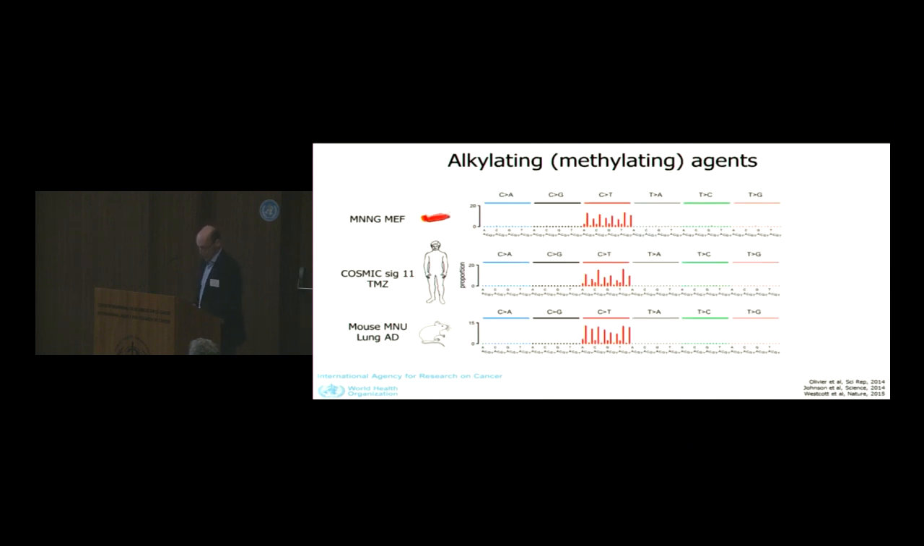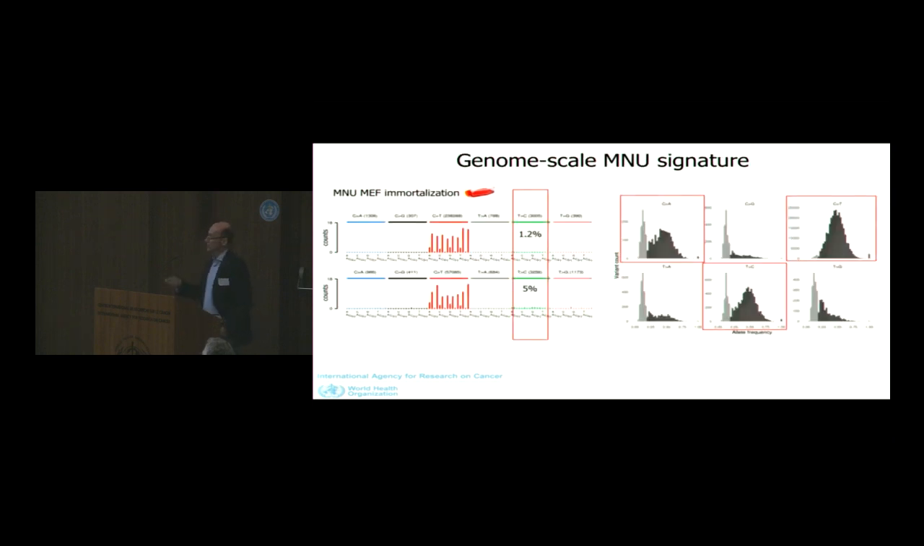I wanted to mention something about some new features of alkylating agents. This was already briefly mentioned yesterday, so just very quickly, we have a signature of MNNG, which is a research compound, in MEFs. It looks like that. It matches the COSMIC signature 11 quite well. And from Alan's work, there is a mouse version of signature of MNU. And we extended this to whole genome sequenced MEFs. And we actually recapitulated the C2T signal, which is very typical.